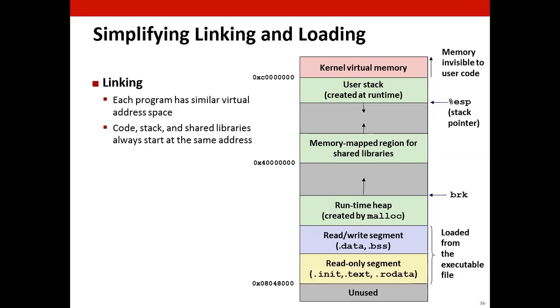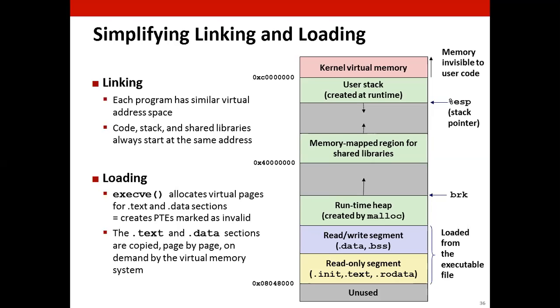Okay, so each program has a similar virtual address space that includes code, stack, and shared libraries that have a predefined location in memory. The loader, on the other hand, is a utility that loads our programs from the disk into the main memory using the system call execv. So execv allocates virtual pages for text and data sections, and that creates PTEs, page table entries, marked as invalid. The text and data sections are copied page by page on demand by the virtual memory system.